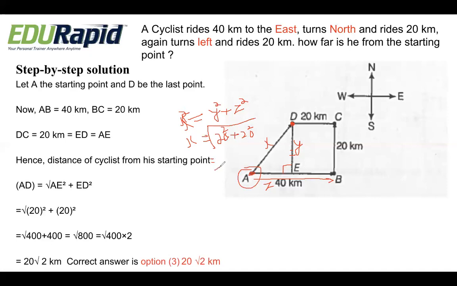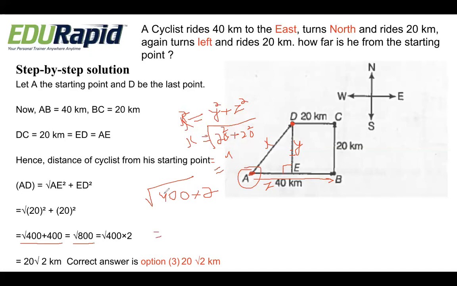What is 20 square plus 20 square? 20 square is 400, plus 400, which is equal to the square root of 800. See, whenever you have a number like this, you can simplify it. 800 can be written as 400 into 2.